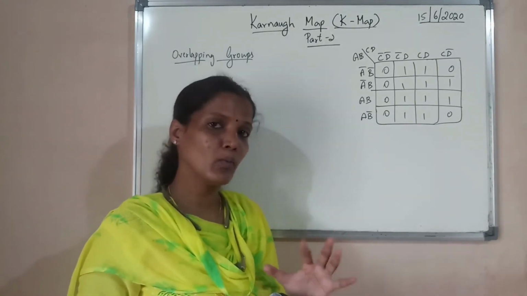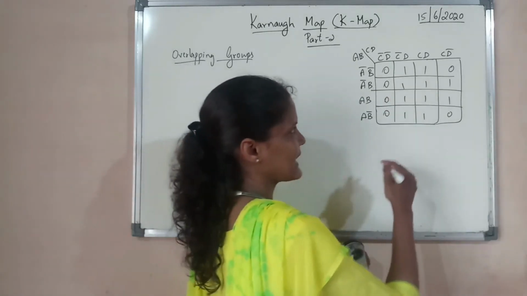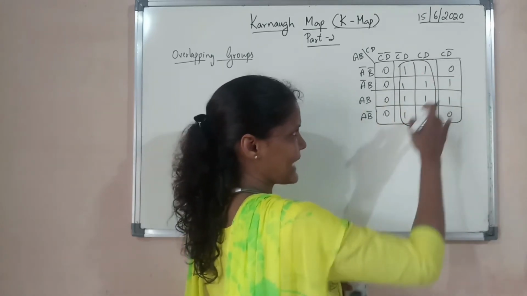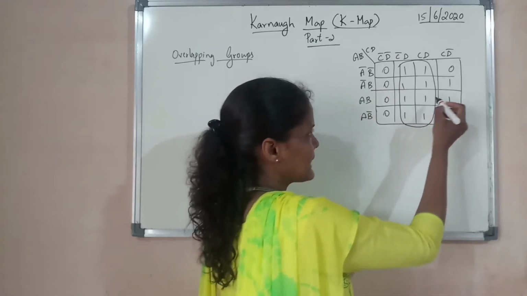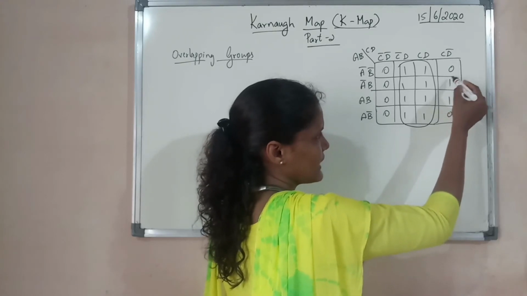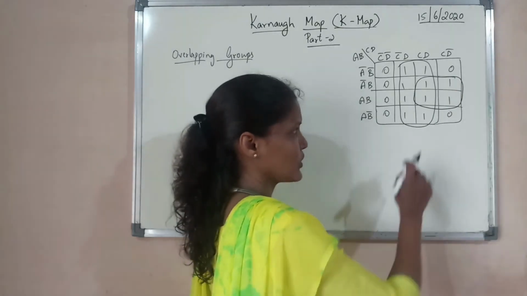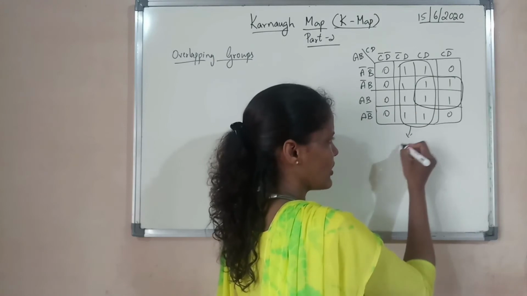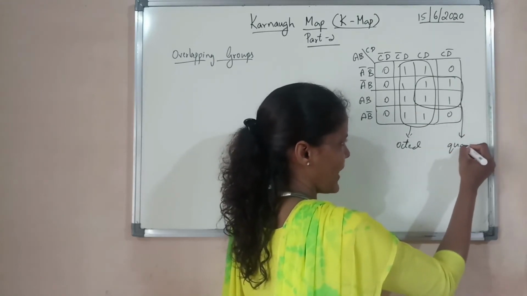The same ones can be grouped in more than one group. In this particular example, this is an octet which contains 8 adjacent ones in 2 particular rows. Now, I can group this one as a pair this way or this way. So these ones are grouped for this octet as well as for this quad.